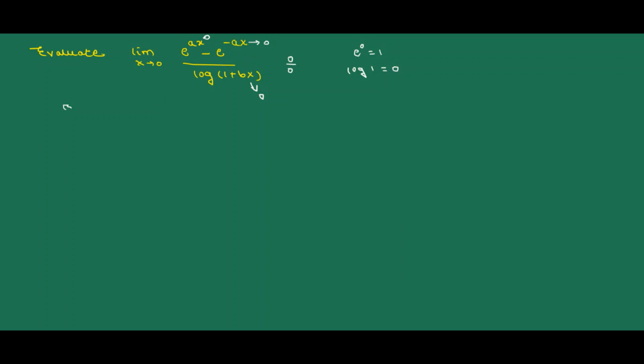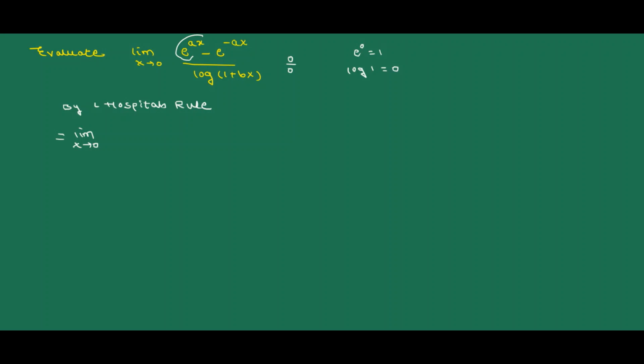So by L'Hospital's rule, we have to use L'Hospital's rule here, that is, differentiate numerator and denominator separately. Limit x tends to 0.